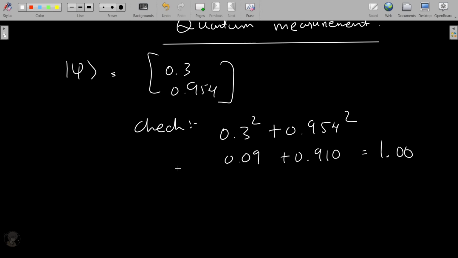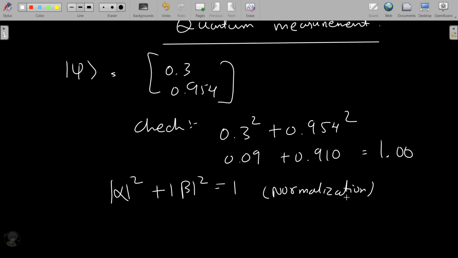You know why this adds up to 1? Let me tell you again. Quantum states must obey one very strict rule, which is modulus α squared plus modulus β squared equals 1. This is called normalization.